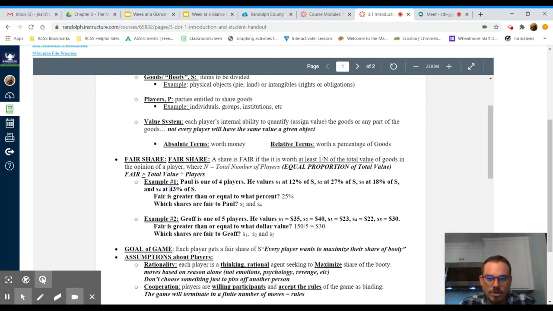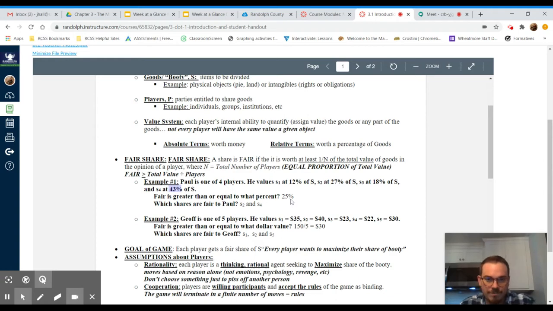S4 is at 43%, right? So player 4 has a greater value than 25. Player 2 has a greater value than 25, 27 and 43 respectively. But player 1 and player 3 have shares that are less than 25, so theirs would not be fair share, right? Only the ones that would be fair would be player 2 and player 4. Let's look at another one.